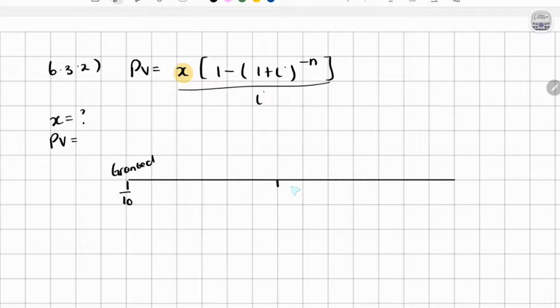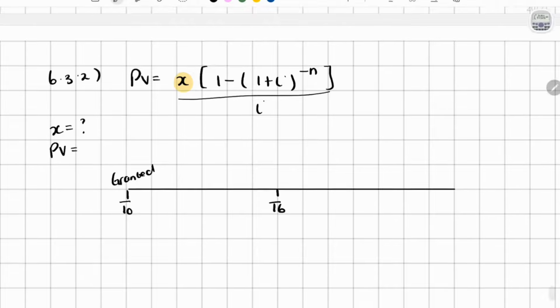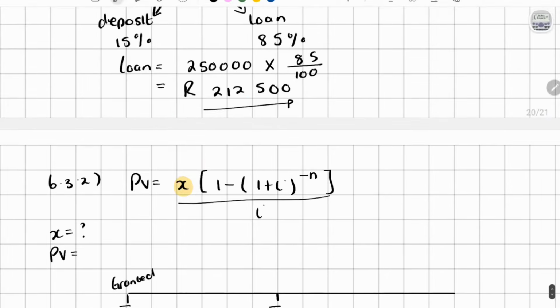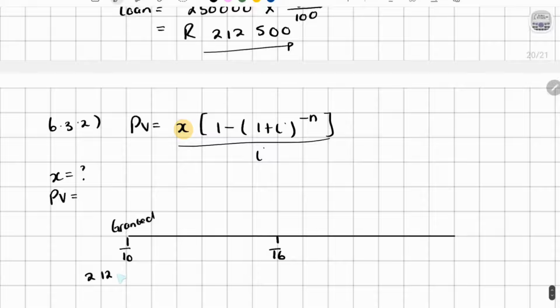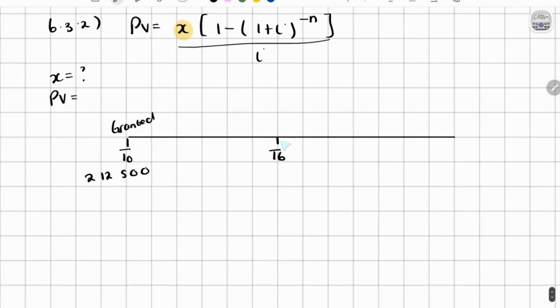So I'm treating these as months. At T6, he starts making his payments. This is how you have to think about this. The loan was granted. The loan of how much? This amount: 212,500. That was the amount granted. But he only starts paying here.